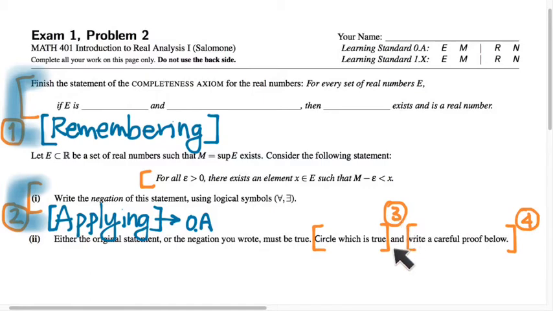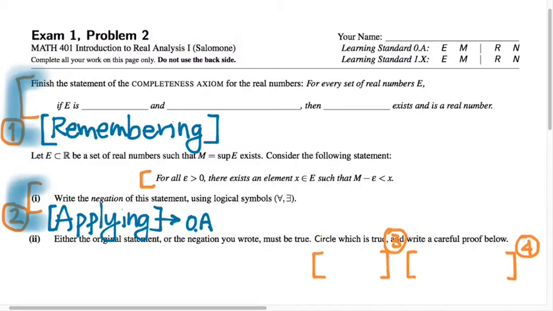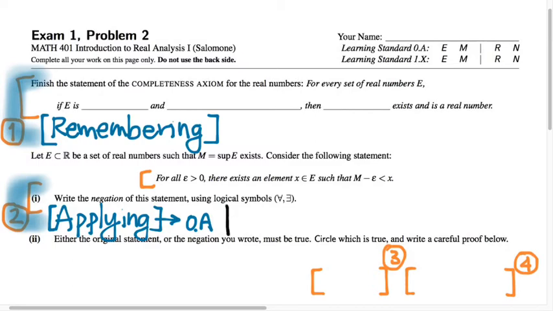Let's look at task number 3. In task number 3, you have to look at 2 different statements. So you have to look at the first statement here, for all epsilon greater than 0, there exists an element, and you have to look at your second statement, the statement that you wrote in the second question. So let's take a moment to write that real quick. What do we write for the negation of the statement, for all epsilon greater than 0, there exists an x in E such that m minus epsilon is less than x? What is the negation of that statement?